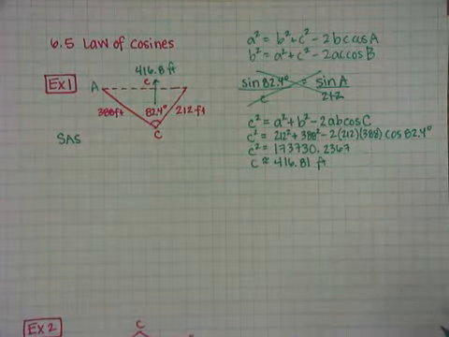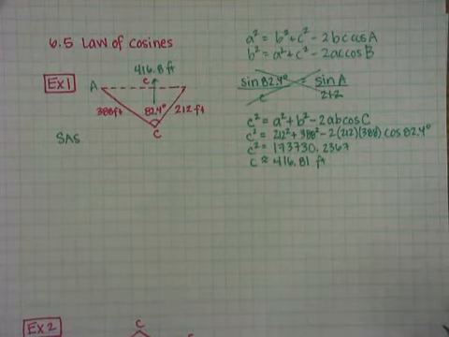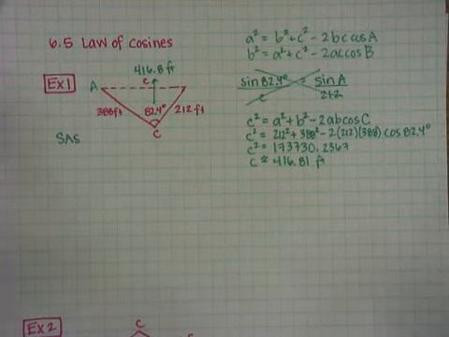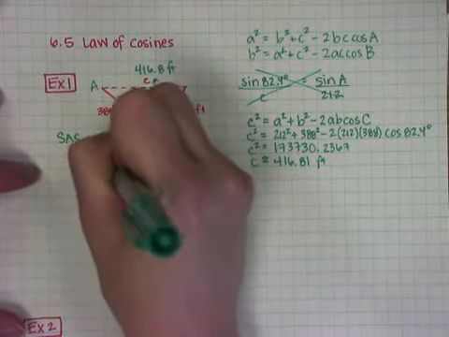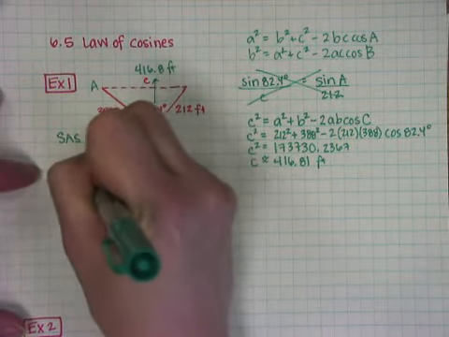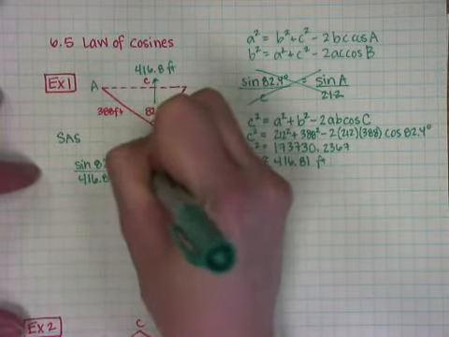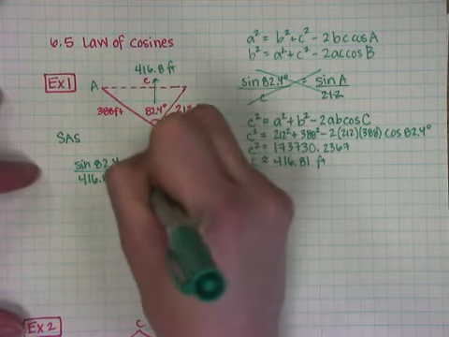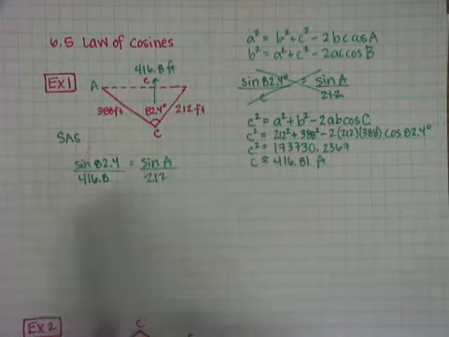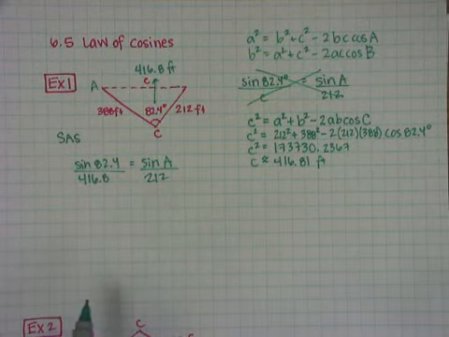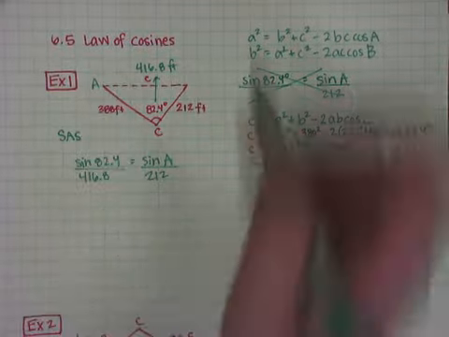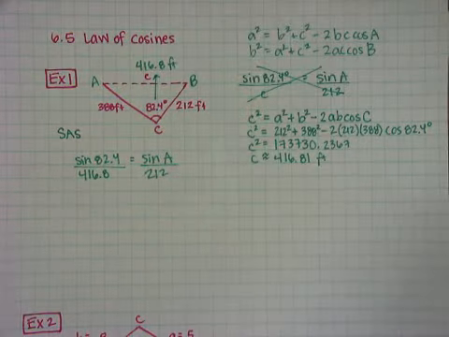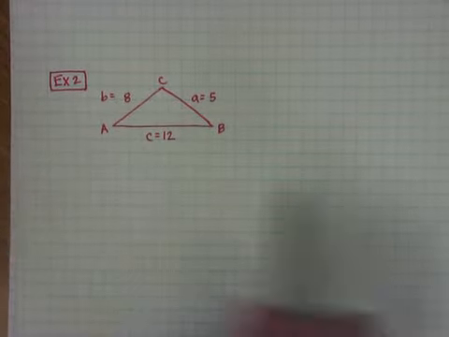So now I can use law of sines to help me solve for the rest of the triangle. Law of sines typically is a little bit less work. So I would say sine of 82.4 over 416.8 equals sine of, let's say, A over 212. We have other notes on this, so I'm not going to spend time going through it, but you can see that you could take law of sines and solve for angle A, and then use that to find angle B.